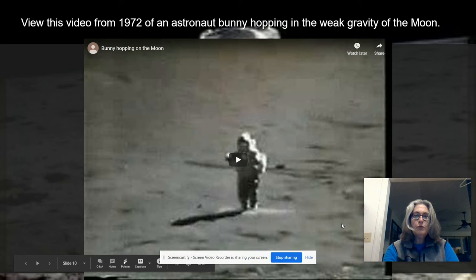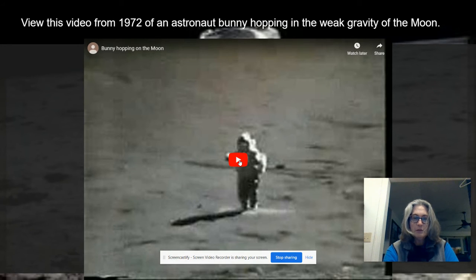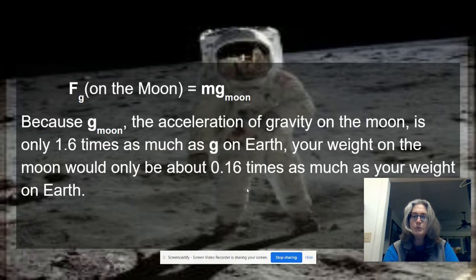Watch this video from 1972 of an astronaut bunny hopping in the weak gravity of the moon. Check out his hang time. This is a full speed video. This is not slow motion. Oops, that didn't work.